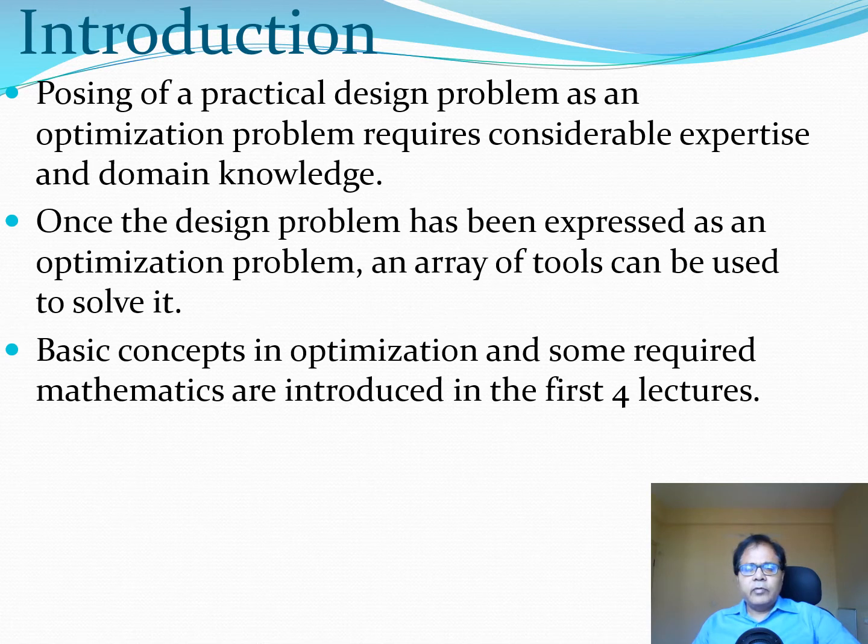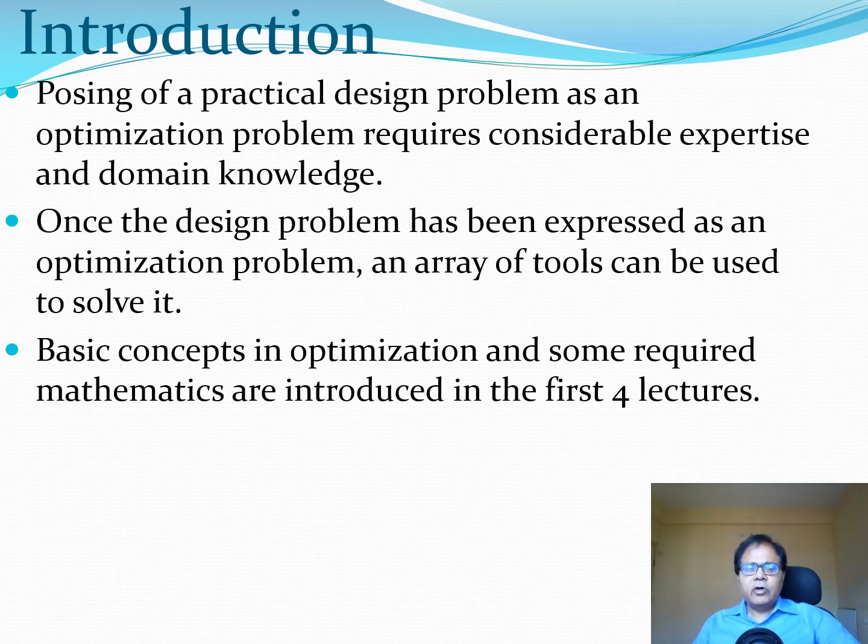Now, one of the main problems in using optimization is to pose a practical design problem as an optimization problem. And this task requires considerable expertise and domain knowledge. So essentially here, domain knowledge means the knowledge of the subject you are working with. For example, if you are working with a problem on structural design, you need to know all the details about structural design. Similarly, if you are using optimization in supply chain management, then you need to know all the aspects of supply chains and so on.